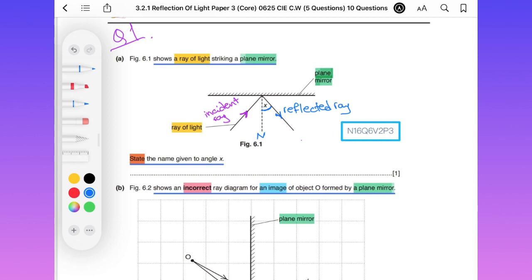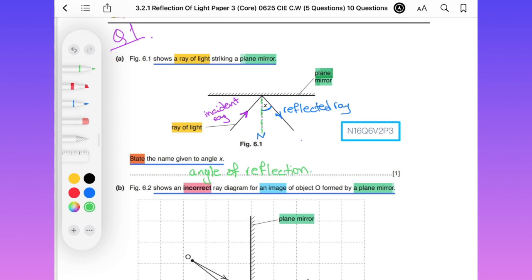What do you mean by normal? It's a construction line, as you see here, a dotted line, which helps you to locate the angle of incidence and angle of reflection. It's at right angle, perpendicular to the reflecting surface, perpendicular to the mirror. State the name given to this angle X. So it's not the angle of incidence, it is the angle of reflection.